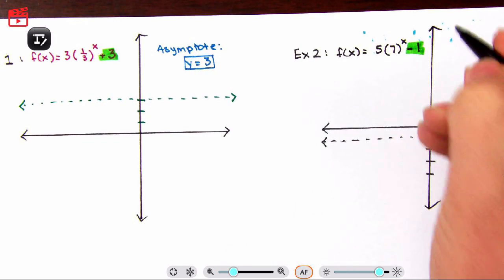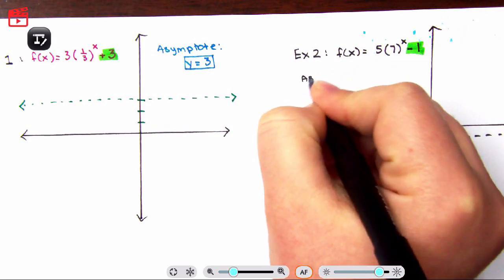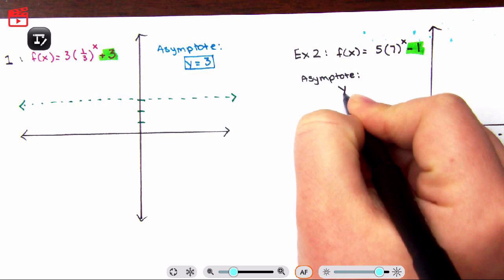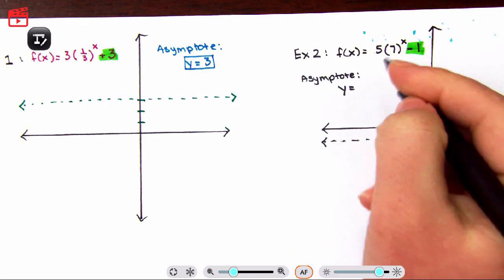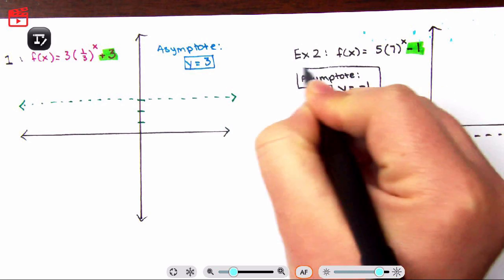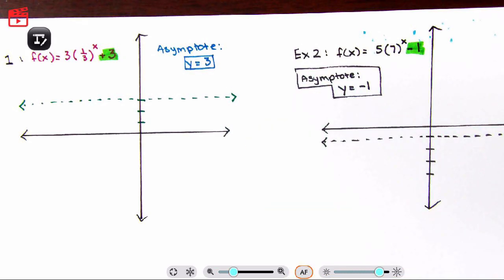Now the equation for the asymptote is y equals this number. Always y equals this number. In this case, y equals -1. And that is your asymptote. So your asymptote, again, tells you where the curve is going to approach. We are never touching this asymptote. We are never crossing this asymptote. So we are either increasing or decreasing towards that asymptote, but we are never actually touching or crossing it.